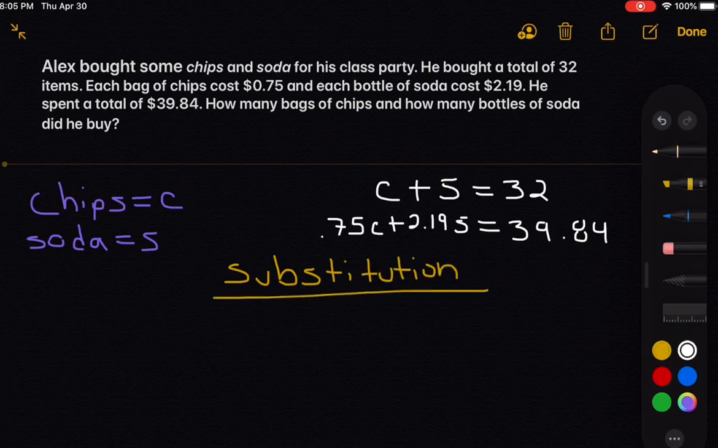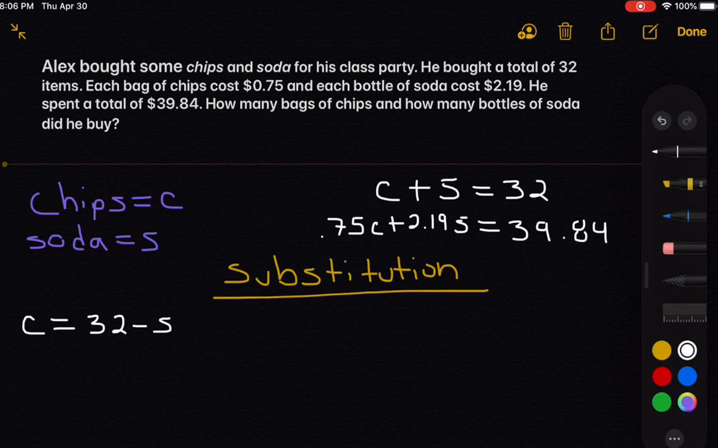Okay, so to use substitution, we're going to start off by utilizing the first equation, which is C plus S is equal to 32, and move one of those two variables, either the C or the S, to the other side. You can move whichever one you want to, but in this case, I'll move the S to the other side. So the equation will now look like this: C is equal to 32 minus S, because we moved it to the other side.